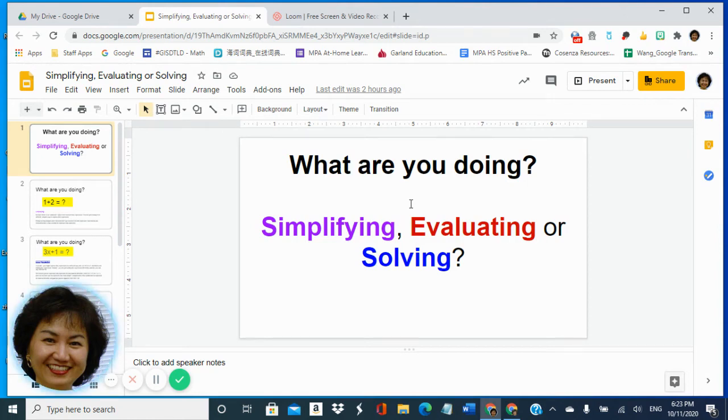When you are given a math problem to work on, it is very important for you to know what you are doing. Are you simplifying an expression, or are you evaluating an expression, or are you solving an equation? Let's see some examples to understand the difference among these three processes.